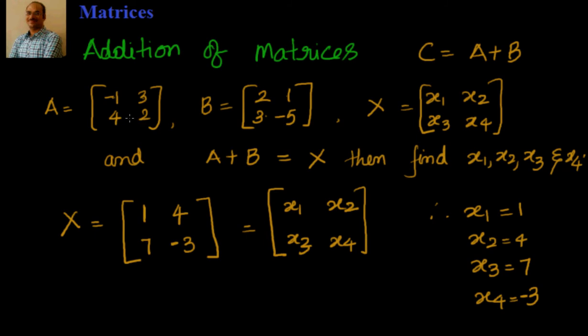What we have been given is a very simple problem. We have been given two matrices and told that there is another matrix X which is equal to A plus B. We know how to add matrices: we have to add the corresponding elements. So minus 1 plus 2 is 1, 3 plus 1 is 4, 4 plus 3 is 7, 2 minus 5 is minus 3. This is equal to x1, x2, x3, x4, which is given to us. By equating the two matrices, we know that both are of the same order, that's perfect, and both should have corresponding elements equal. That means the variables x1, x2, x3, x4 are respectively 1, 4, 7 and minus 3. Let's do one more example.